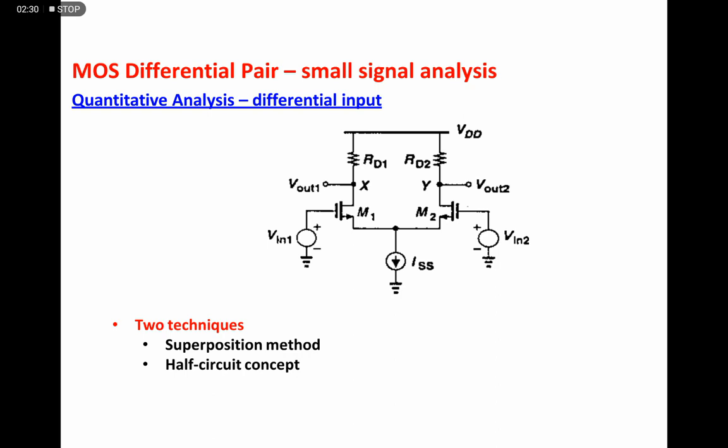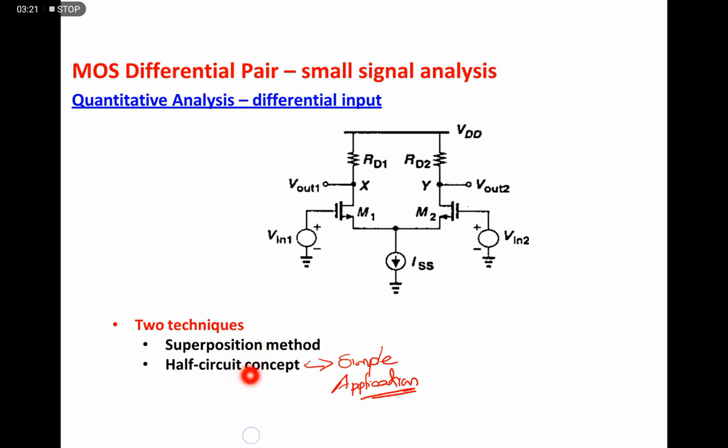In most cases, if we have a differential amplifier circuit, we will evaluate the amplifier using the small signal analysis method. In differential amplifier, there are two methods of performing small signal analysis: using superposition method, and the second one is half circuit concept. Half circuit concept is a simple method, and it has a lot of applications. Most of the differential amplifier circuits, or differential amplifiers with different types of loads, we will evaluate using half circuit concept only. And superposition method is used to incorporate dissimilarity.